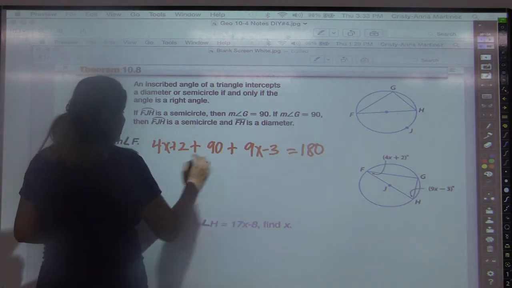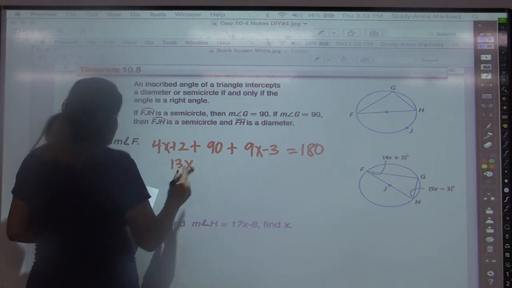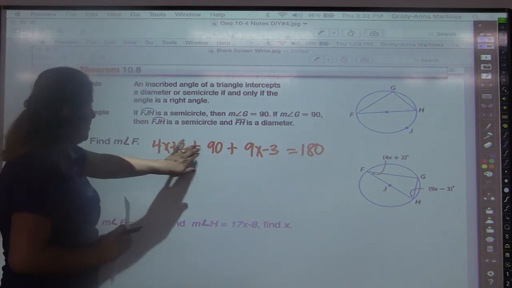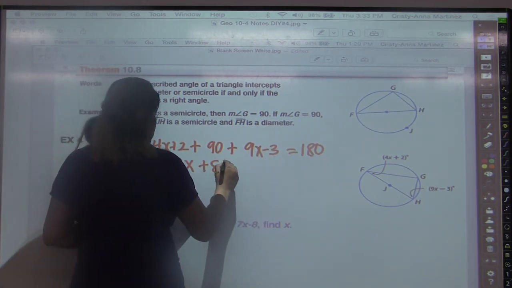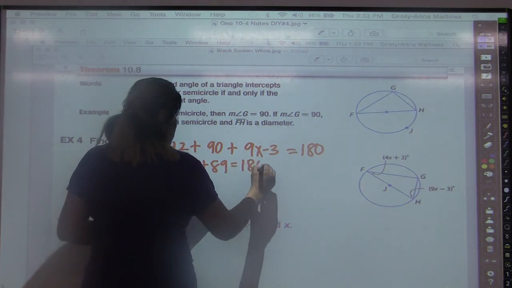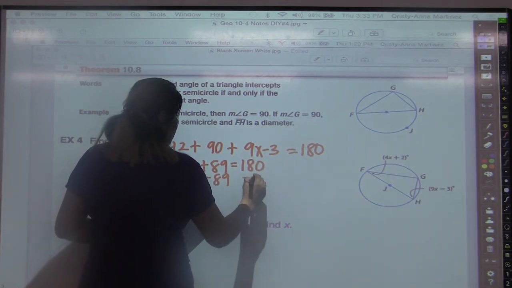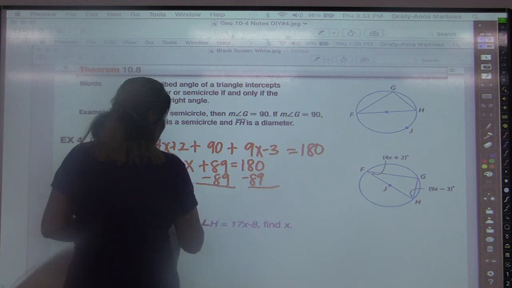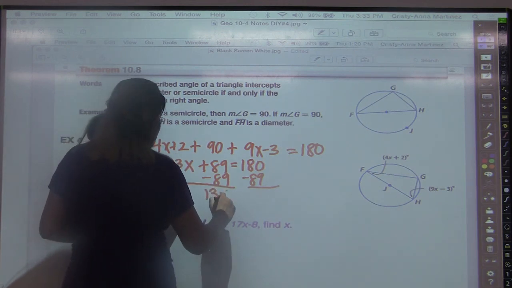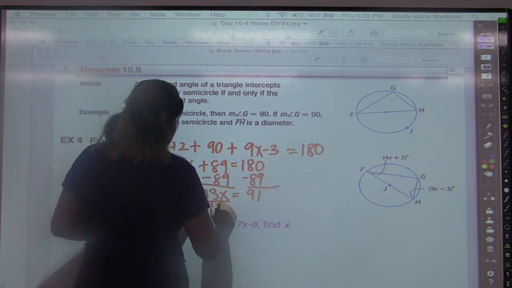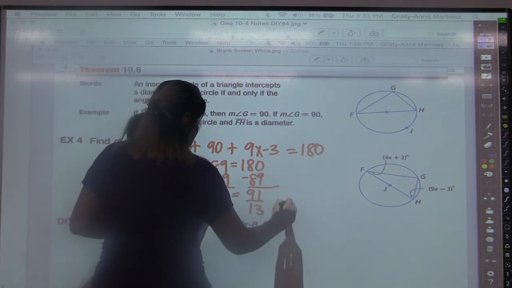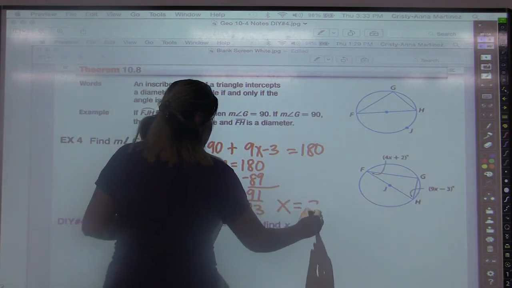So if we add up our x's, we get 13x. If you add up the 2 and the 90 and the negative 3, you're going to get 89. Or at least you should. If you don't, then something's wrong. Subtract 89 from both sides. You get 13x equals 91. When you divide that by 13, x actually equals 7.